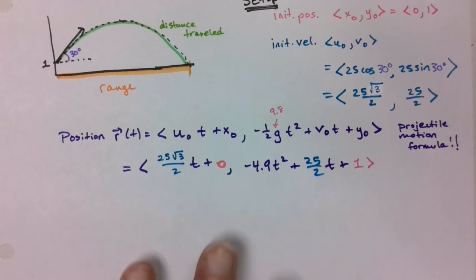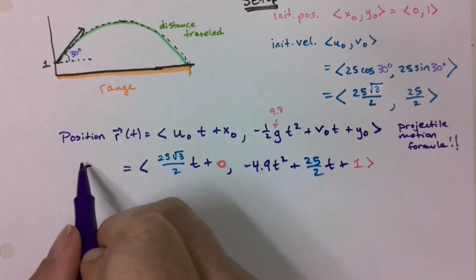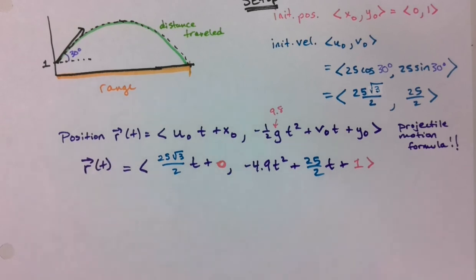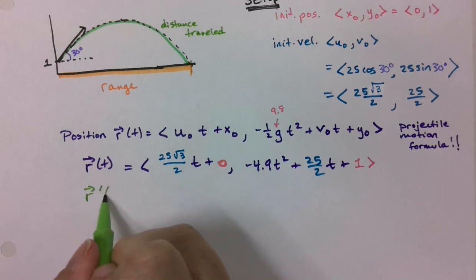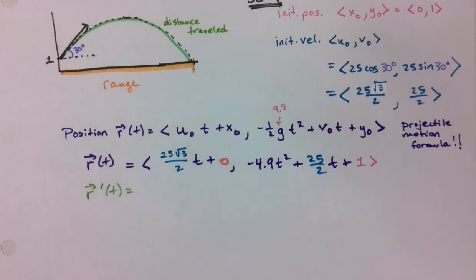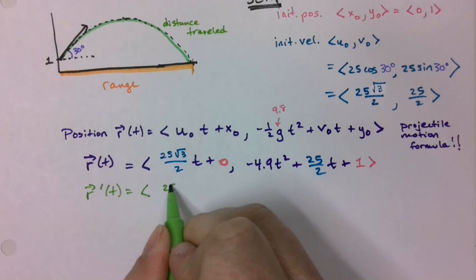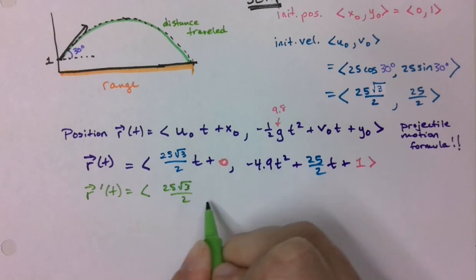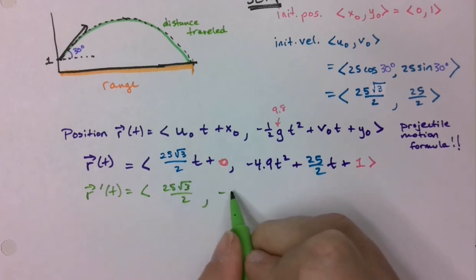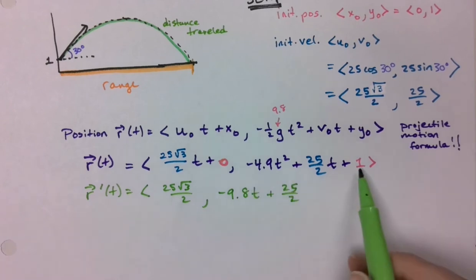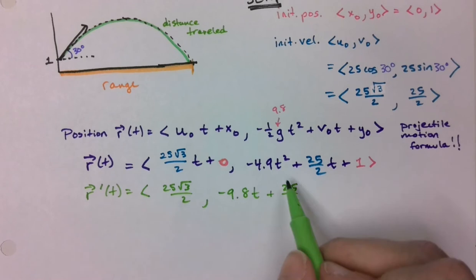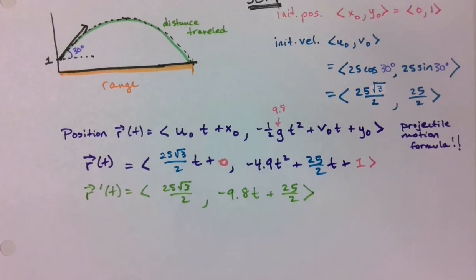Okay, so if that's our position function, this is r of t, then our derivative of that would be r prime of t, which of course we're going to need for the arc length formula that we all know is coming. So it's 25 square root of 3 over 2, negative 9.8 t plus 25 over 2. And of course the derivative of 1 is 0, so we don't care about that.